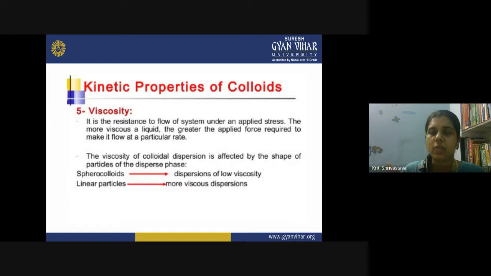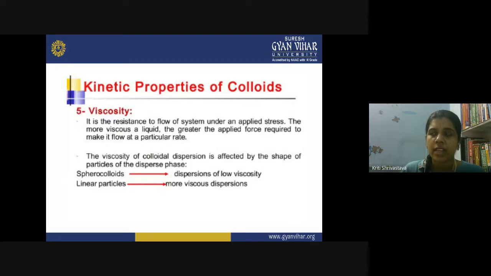In the case of a colloidal solution, this also plays a role because, due to the presence of colloidal particles, when you allow the colloid to flow on a certain surface, these particles may experience a frictional force and resist flow. So viscosity is the force among the molecules of a liquid due to which it resists flow. It doesn't want to flow. So the more viscous a liquid, the greater the applied force required to make it flow at a particular rate.